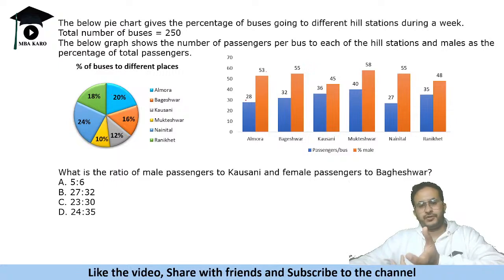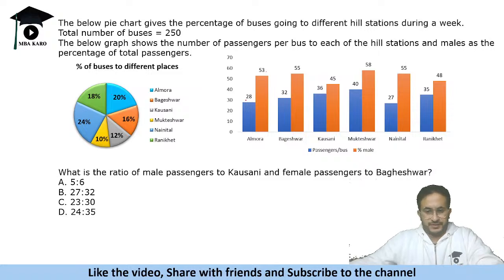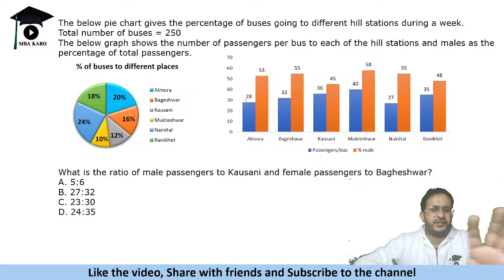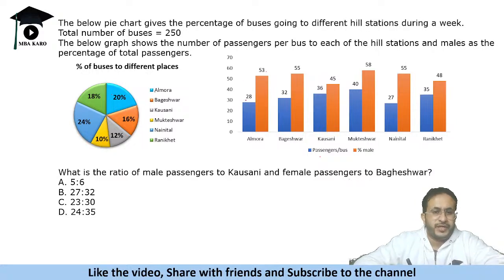So this question does not require you to calculate all the values. Just look at the graph. This pie chart gives you the number of buses, because there are 250 buses, right? We can get the number of buses using this, and passengers per bus. Let me tell you how to calculate the values. 20% of buses go to Almoda, so that is 50 buses here. 28 will be the number of passengers, and out of them 53% are male, so female will be 47%.